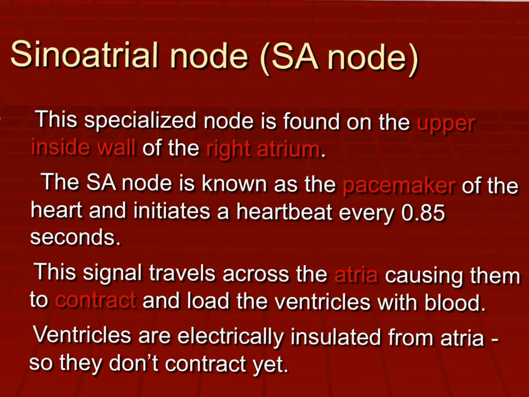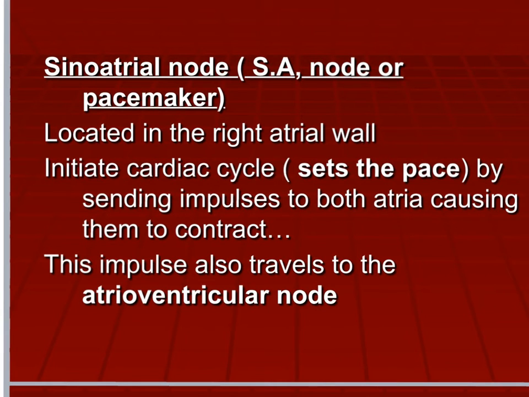The sinoatrial node, or SA node, is found in the right atrium. It is known as the pacemaker of the heart. It initiates the heartbeat about every 0.85 seconds. This signal will travel across the atrium and cause the atrium to contract, which loads the ventricle with blood, and then it sends its message so that the ventricles are ready to contract. So the SA node sets the pace, and if it fails to work properly, that's when an individual will need a pacemaker. This impulse then travels to the atrio-ventricular node.